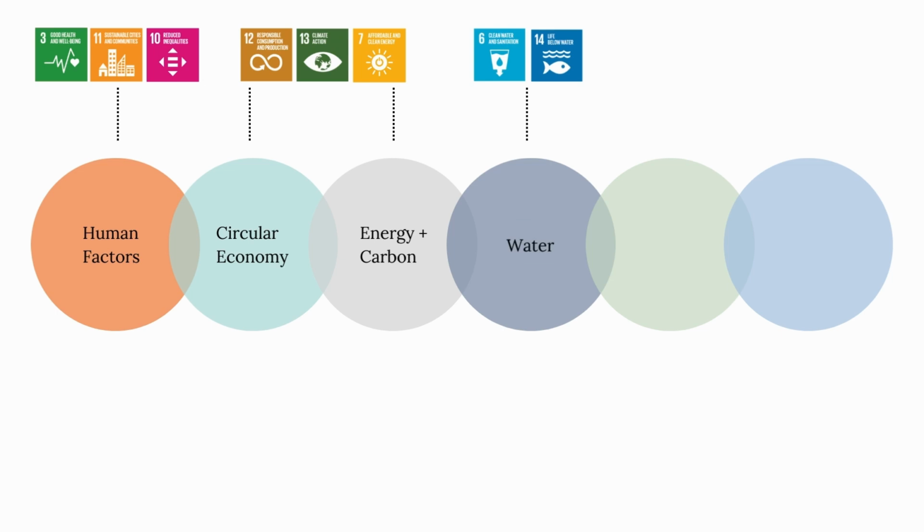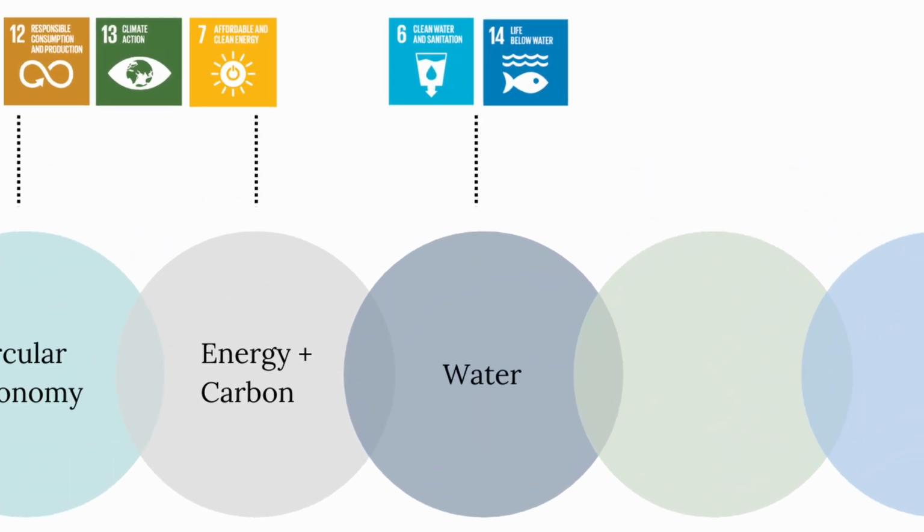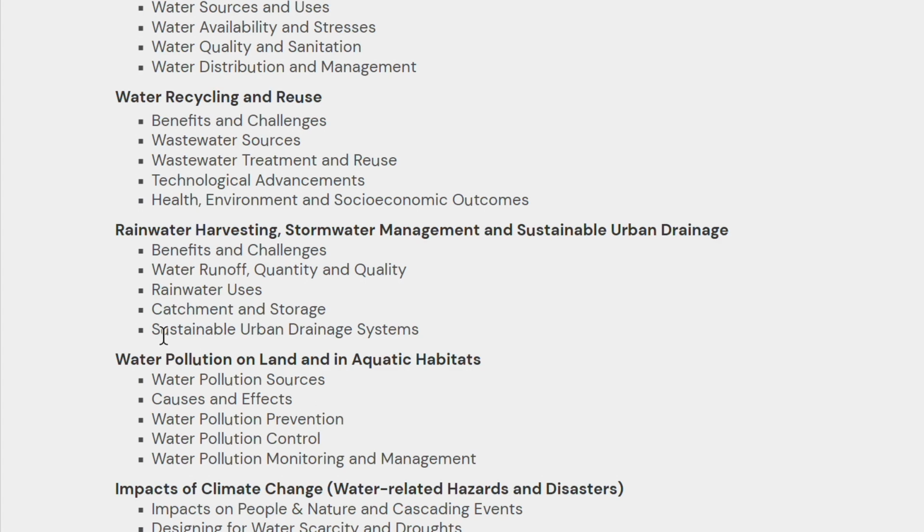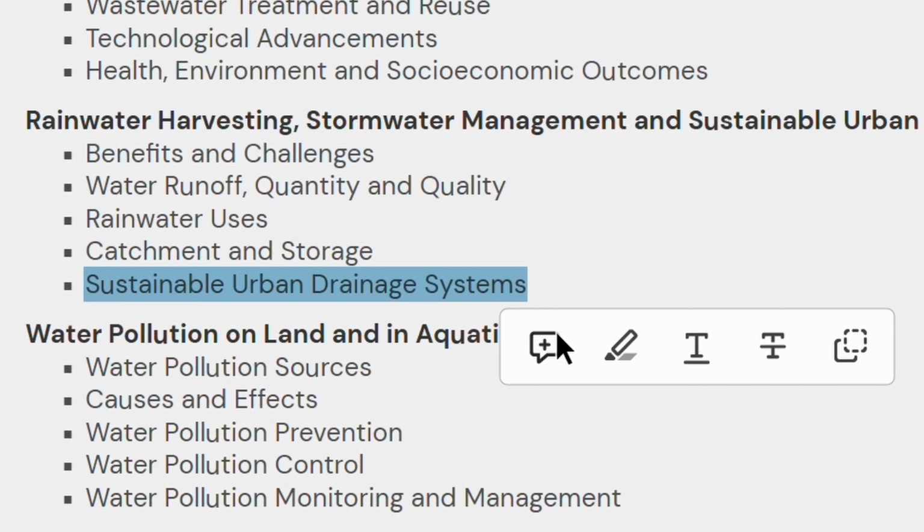The fourth is water, and it's meeting SDGs 6 and 14. This section focuses on water use, harvesting and recycling, as well as climate change's impact on natural bodies. The sub-themes include sustainable urban drainage systems, for example, which are now a requirement for planning applications, and therefore everybody should be aware of them.